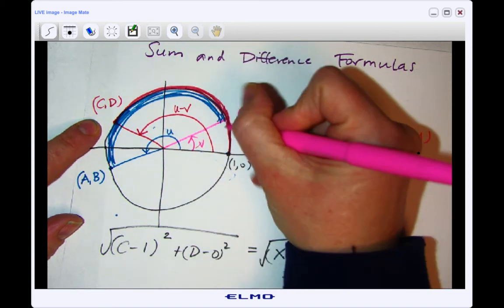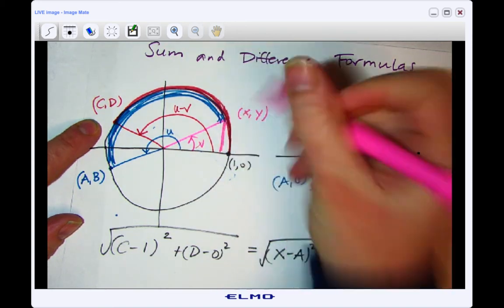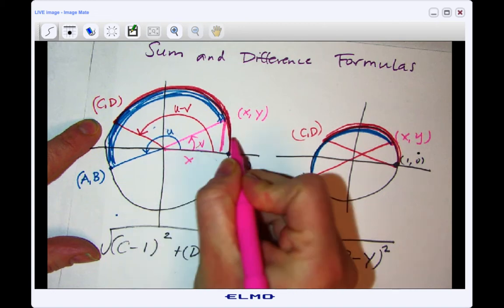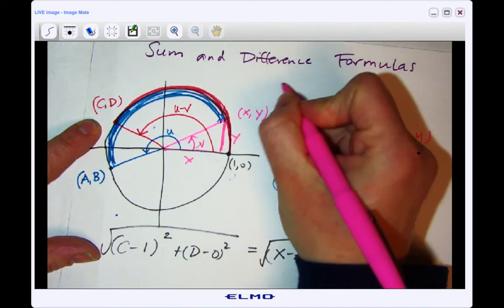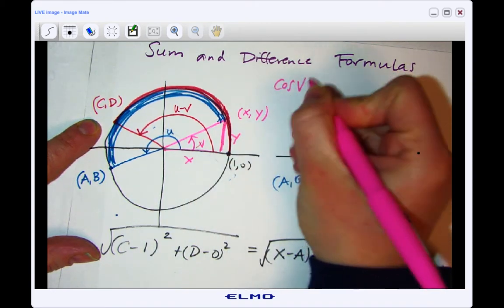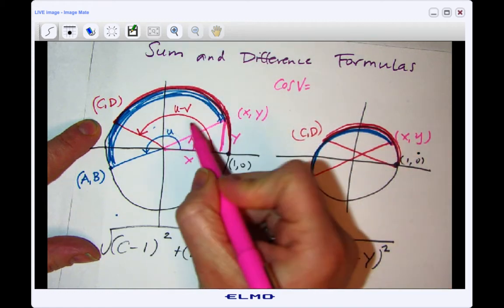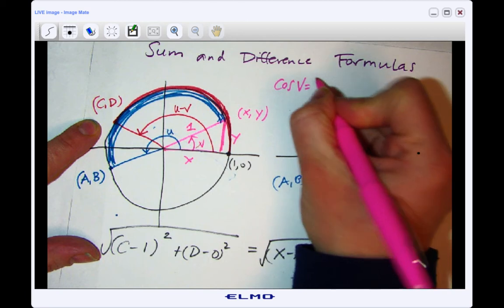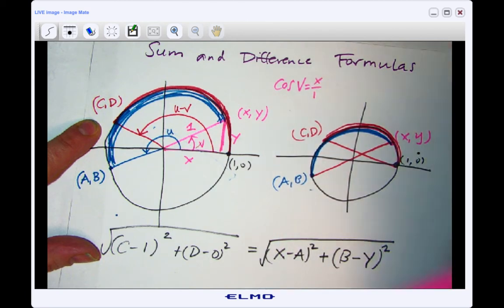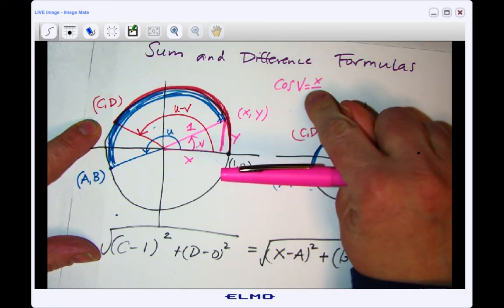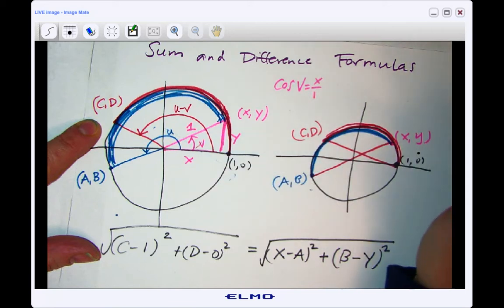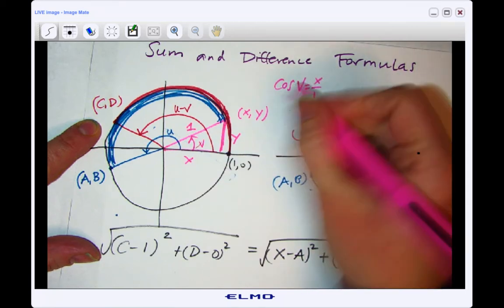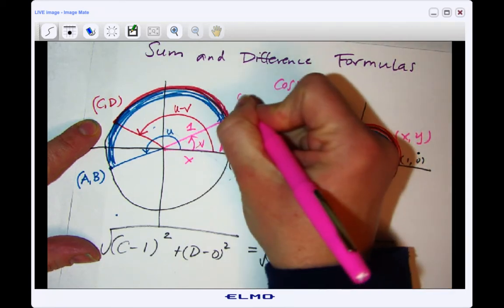Let's draw a triangle here. And this would be x, and this would be y. So let's talk about the cosine of v. The cosine of v would be, we said this is a unit circle, so the hypotenuse is 1, x over 1. So hopefully you can see that cosine v is actually just x, because x over 1 is the same as x. So if x is equal to cosine v, that means I could change this x to cosine v.